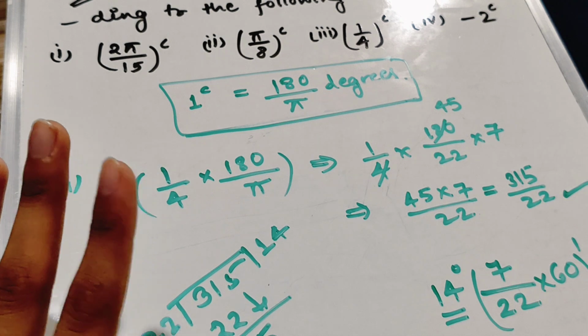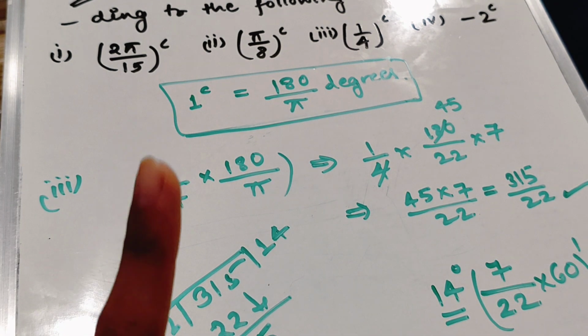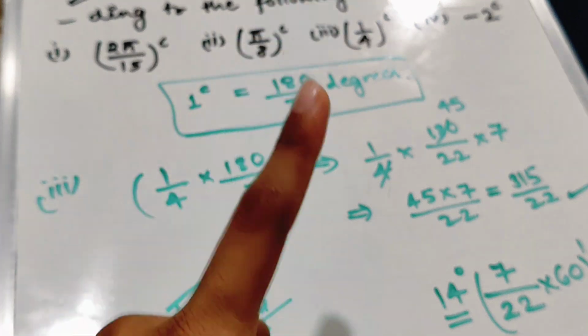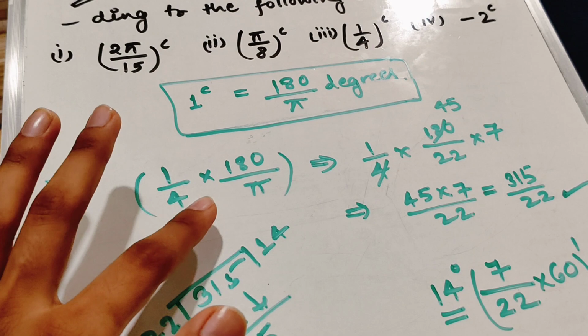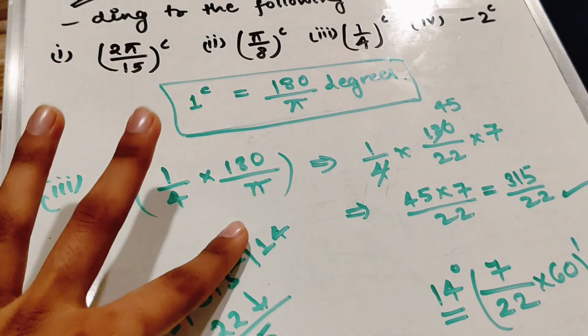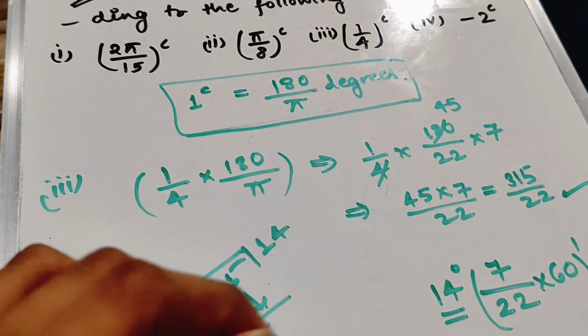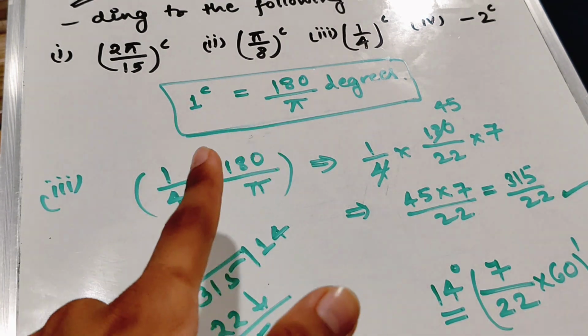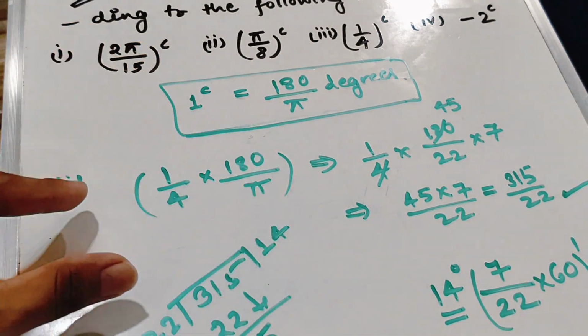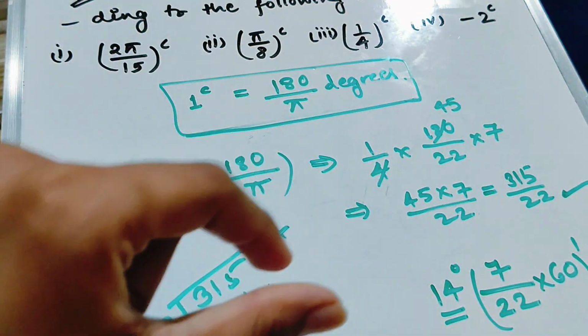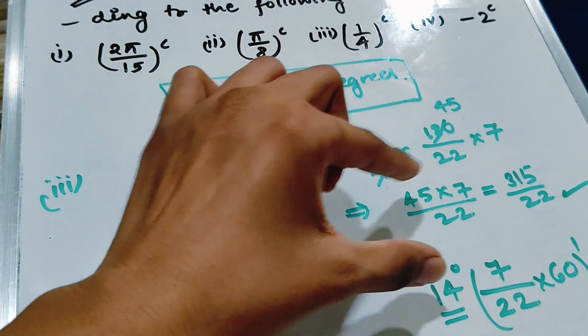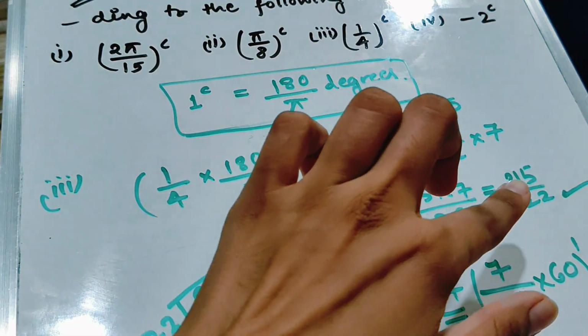So we were solving the third question, right? It was 1 by 4, and I had said that this time we don't have pi in the value of the angle. So we will do the same thing. We will simply multiply it with 180 by pi to convert it to degrees. Now we do not have any pi to cancel it with, so we will simply substitute the value of pi with 22 by 7. We simplified it and we got 315 by 22.